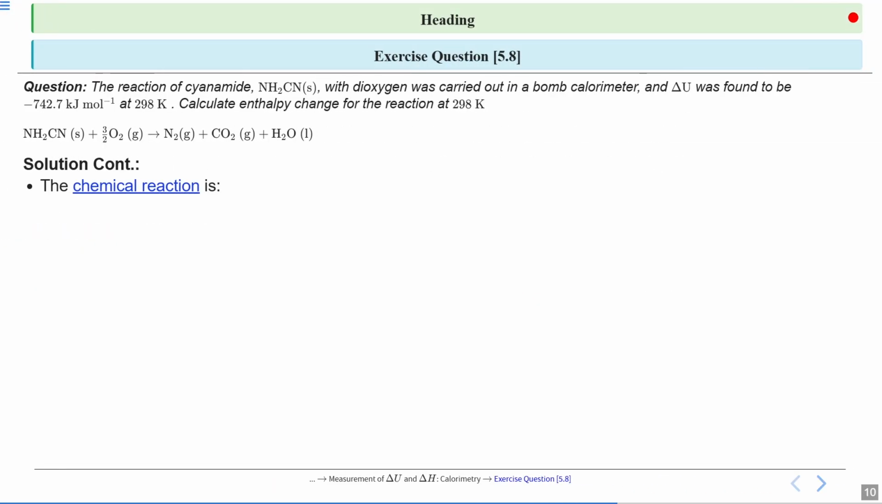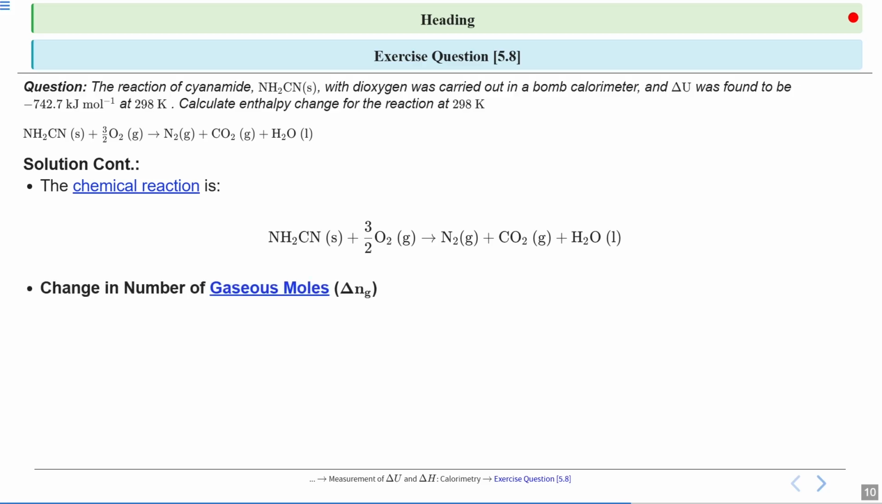Now, what is the chemical reaction that is given? It is the combustion of the cyanamide with the oxygen to give us nitrogen, carbon dioxide, and water. What can we deduce from here? We can deduce the change in number of moles. And which moles? The gaseous moles. If you have done this question already, you know why we are calculating the change in number of gaseous moles. And if not, you can take this step as a hint and solve the question further. Right? From this point onwards, if you are getting it, just solve it.